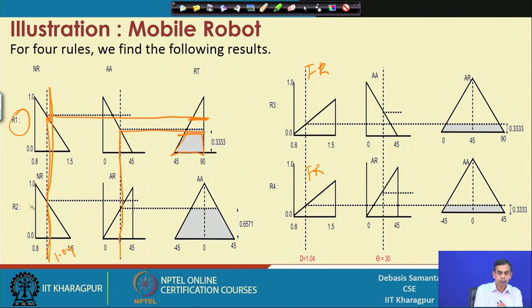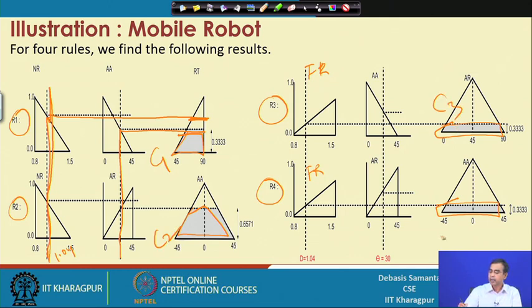Similarly, the value of the output for R2 can be obtained as this one. As far as rule 3 is concerned, the value of the output will be this one, and for rule 4, the value of the output will be this one. So, for 4 rules we got 4 outputs C1, C2, C3 and C4. Now, from these 4 fuzzy outputs we can calculate the crisp output value.